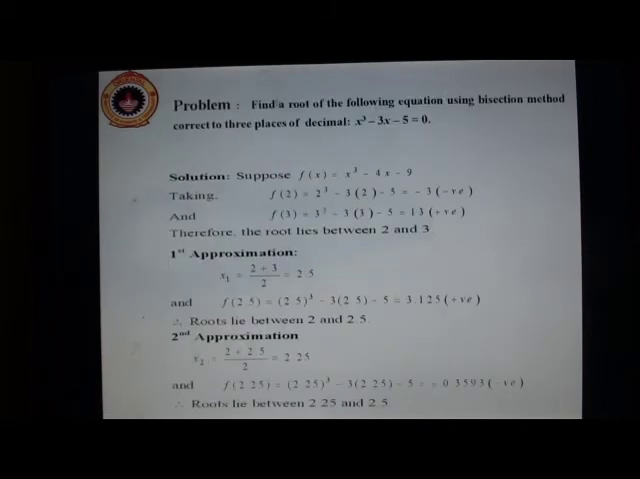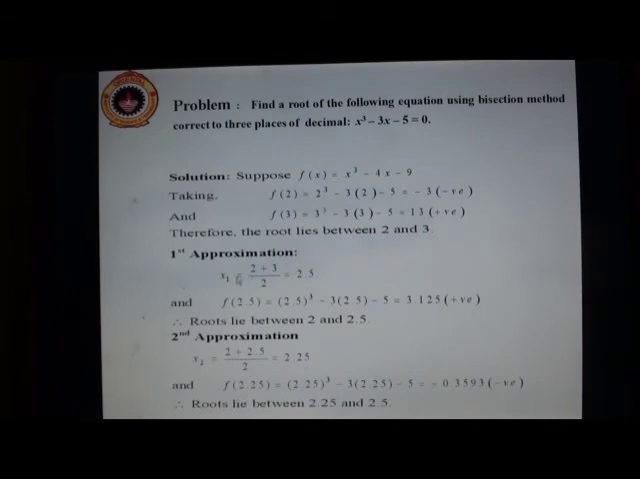Here is a suitable example for the bisection method. Find the root of the following equation using the bisection method correct to 3 decimal places: x^3 - 3x - 5 = 0. Let f(x) = x^3 - 3x - 5. At x = 2, f(2) gives -3, and at x = 3, the value of f(x) is 13. Therefore, the root lies between 2 and 3.